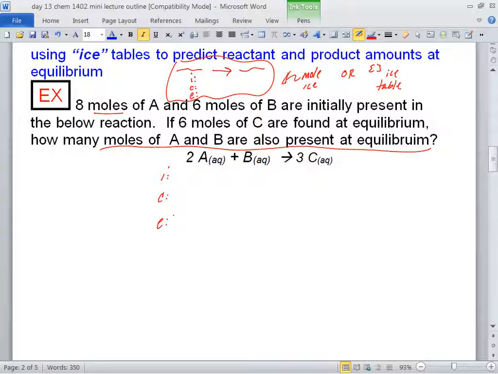Mia, all of these answers at equilibrium are in which row again? Which row are you supposed to be looking at for your answers at equilibrium? The what row? There's an E. Well, it is an E, right? The E row. The E row has all of your answers at equilibrium. So let's see if we can start filling it in here.